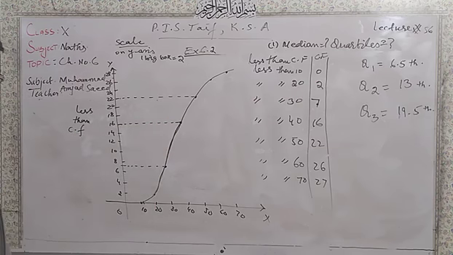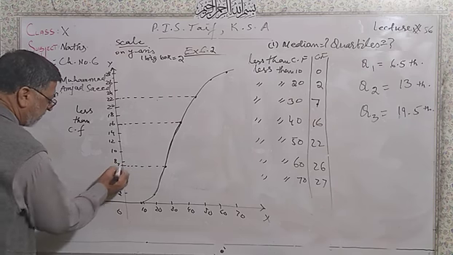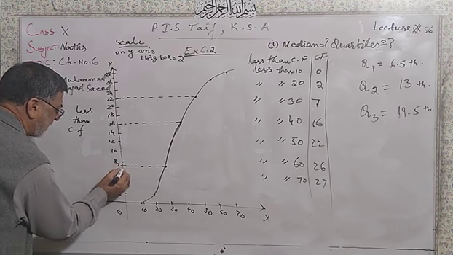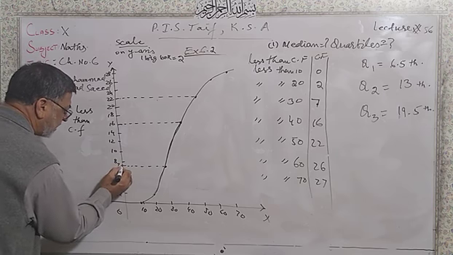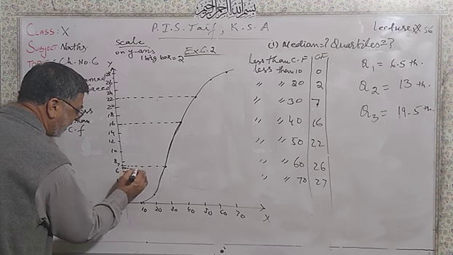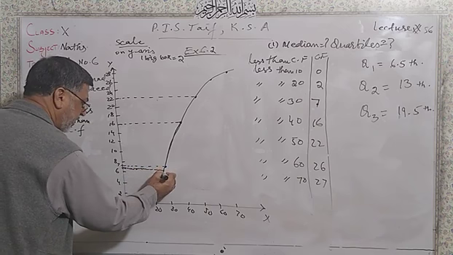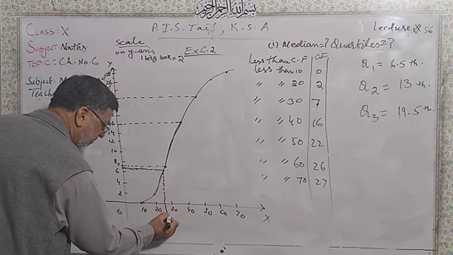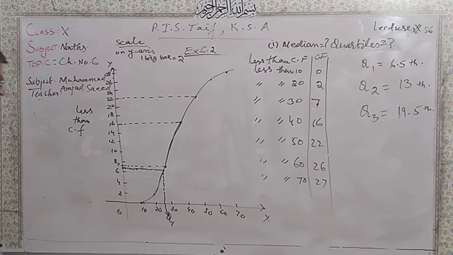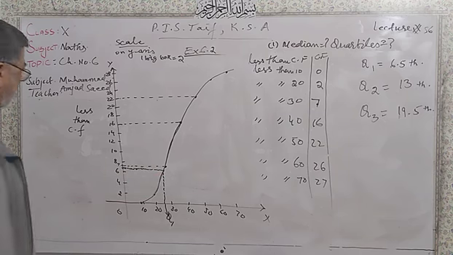Q1 was 6.5. Here is 7, and 6.5 is midway between 6 and 7. This is 6.5. Take the ruler, draw a straight line here, cut the graph and bring it down. That will be Q1. In front of 6.5, draw the line which will cut your graph and bring it down on the x-axis. That is Q1.